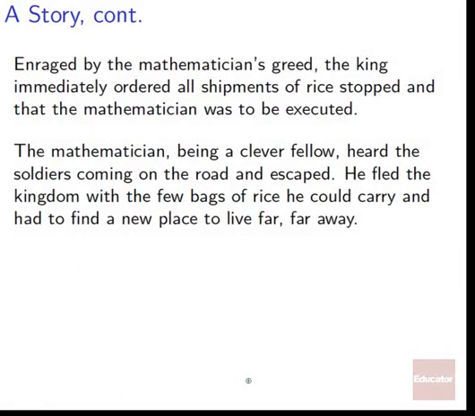So, the mathematician's greed has enraged the king, and the king immediately orders all shipments of rice stopped. The mathematician is not getting any more rice, and the mathematician is to be executed. Now, the mathematician, being a clever fellow, hears the soldiers coming on the road, and he escapes. He fled the kingdom with the few bags of rice that he could manage to carry on his back, and he had to find a new place to live far, far away from the kingdom.